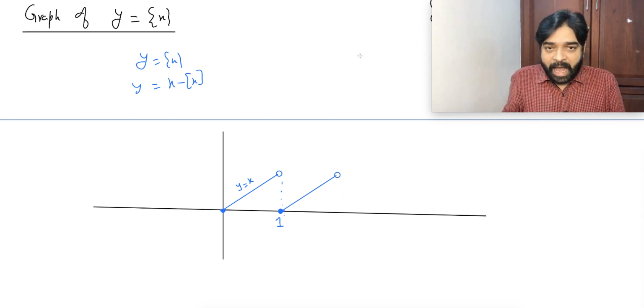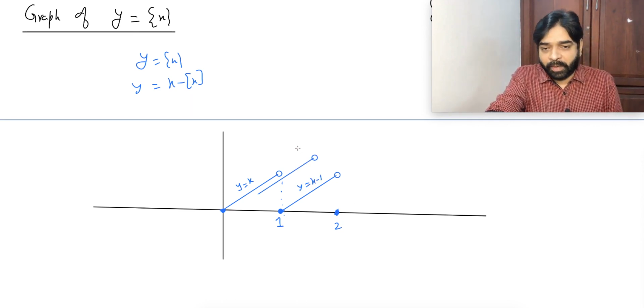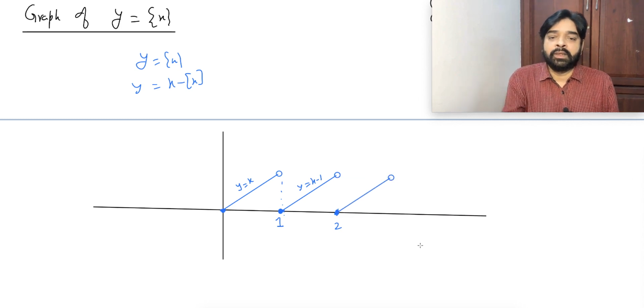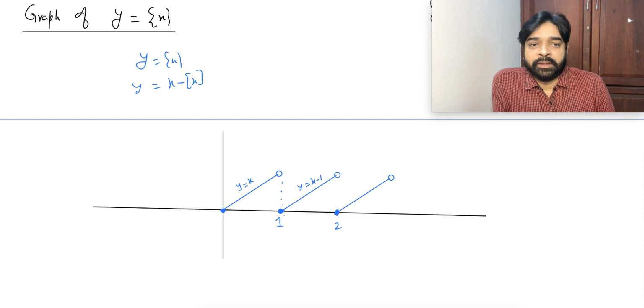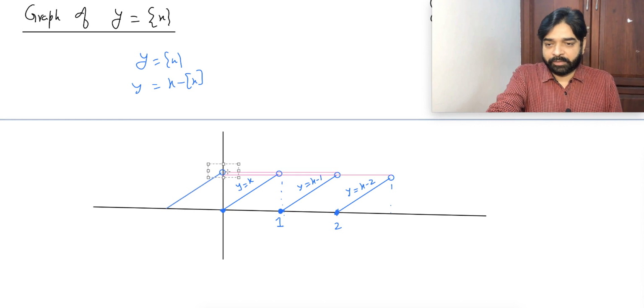Same way, at 2, what will happen? At 2, again 0. And after 2, this was y equal to x minus 1, now y equal to x minus 2 will come. Like this. All of you able to understand? This is which graph? y equal to x minus 2. And so on. I hope you understood now. Same thing will continue.